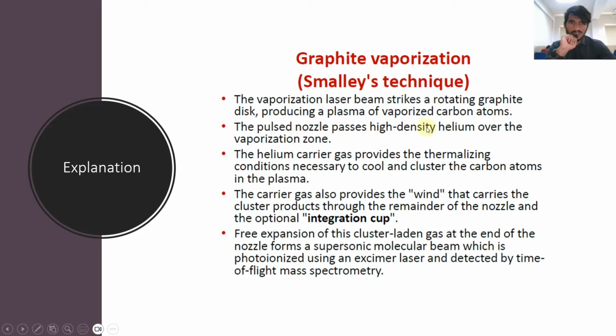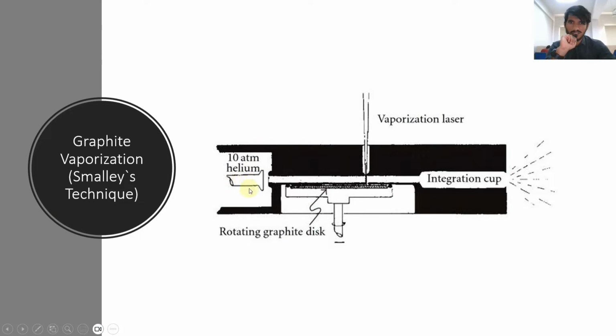The pulse nozzle passes high density helium over the vaporization zone. So here we have the pulse nozzle, and it will pass the high density helium vapors over this vaporization zone, and then after passing it will go into the integration cup.